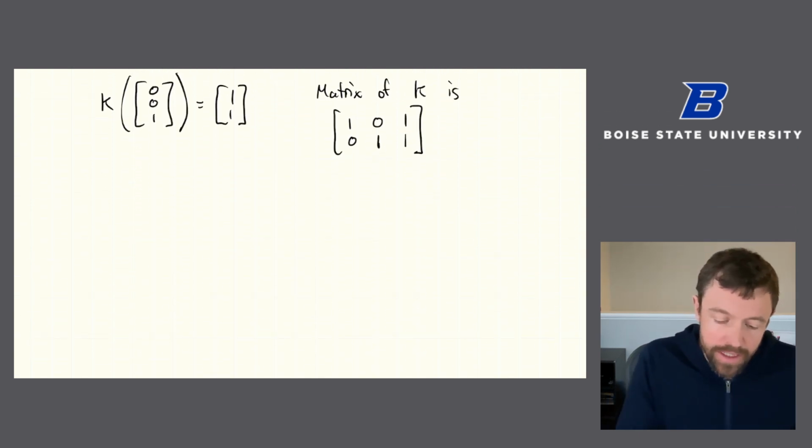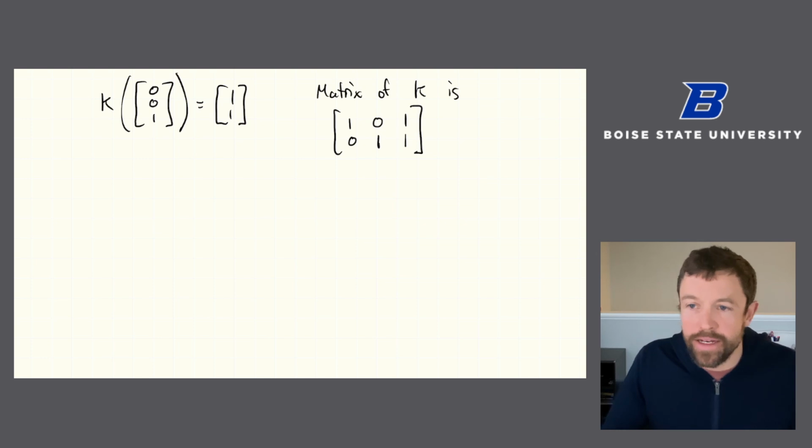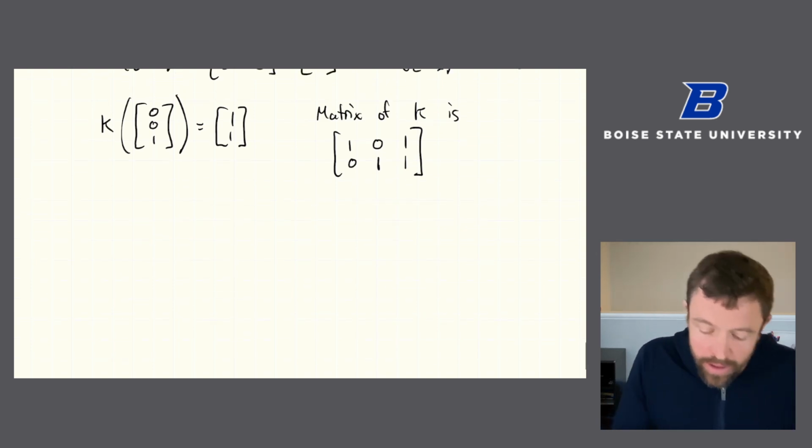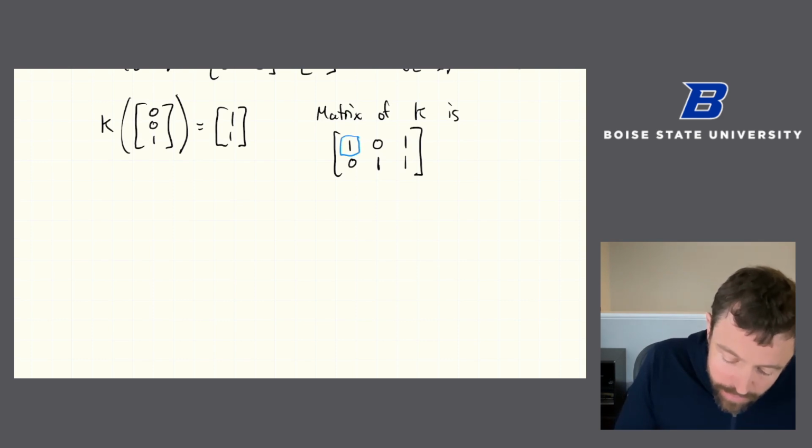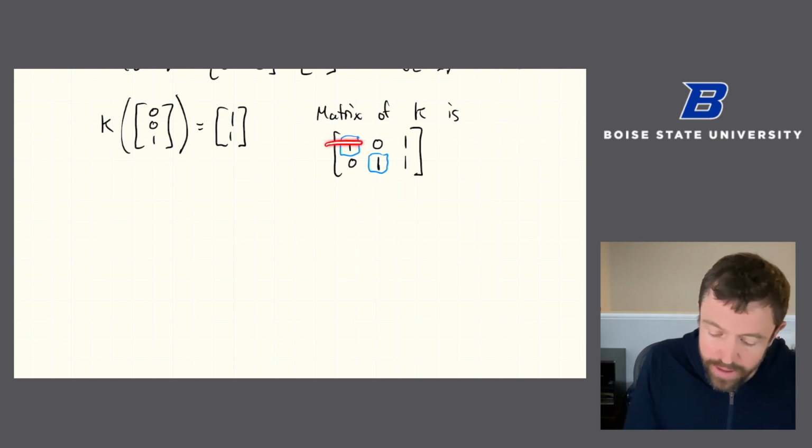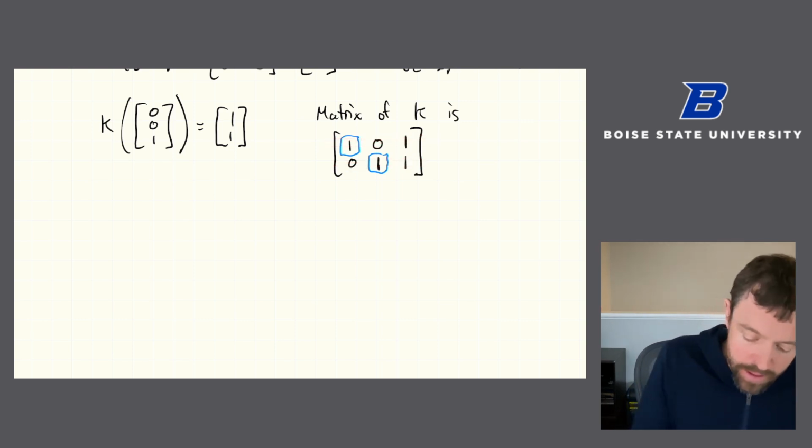Okay, even though we had to do all that work, we don't have to do any more work because this is already in echelon form. It's already in reduced row echelon form, which doesn't really matter, but we know where the pivots are. This matrix has a pivot in each row. And so K is onto.